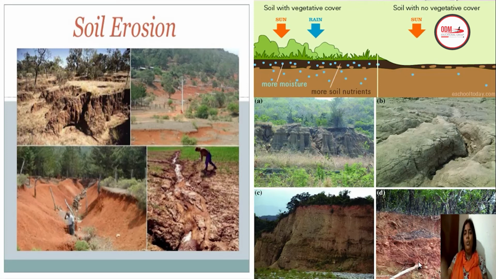See here on the topmost right-hand side, the difference is shown, like what happens when the soil has vegetative cover and when the soil does not have a vegetative cover. So see, when the soil has vegetative cover, it is very beneficial for the soil, and if it does not have vegetative cover, there is nothing which can hold the soil. So it is very easy for the soil to run off from the area.